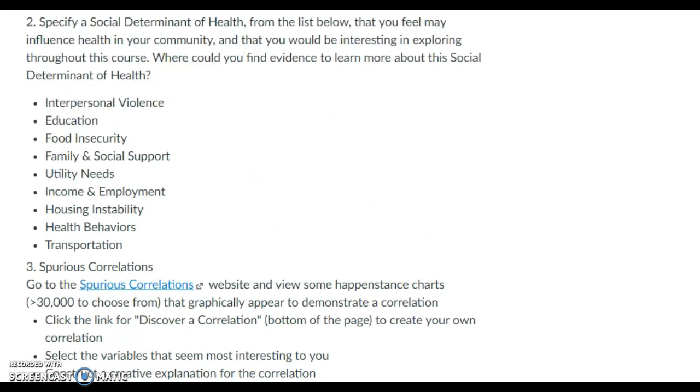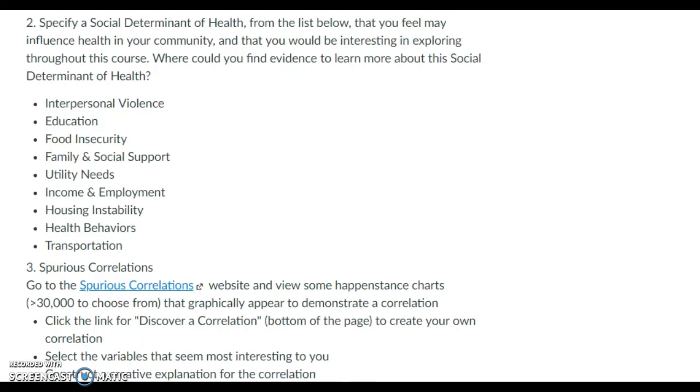Then you're going to specify a social determinant of health from the list below that you feel influences the health in your community, and one that would be interesting to you. So, in varying degrees, these affect most communities, but at this point, you're just going to choose one of these umbrella social determinants: interpersonal violence, education, food insecurity, family and social support, utility needs, income and employment, housing instability, health behaviors, and transportation. And in that, you're just going to identify for us which one of those you would like to focus on. You'll get more specifically focused within those as you go, but right now, which of these categories is of most interest to you?